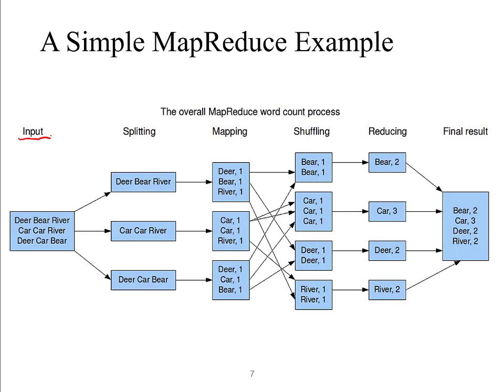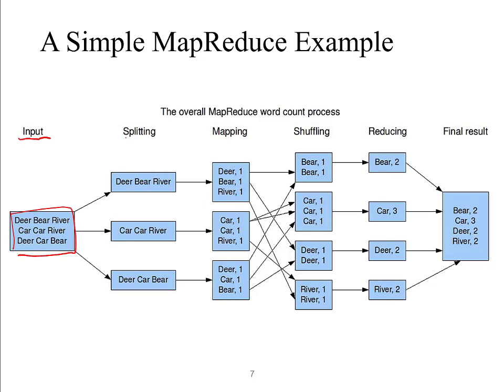Right. So input. This is the input data or the file to be processed. So in this step, the sample file is input to MapReduce. In our example, the sample file is like this. Okay, so there are 3 lines.